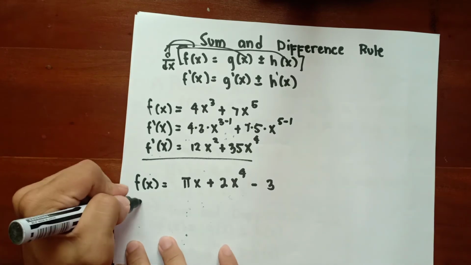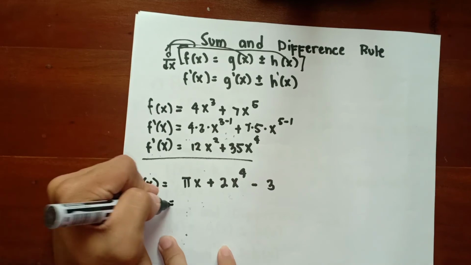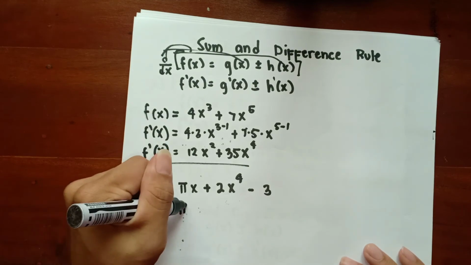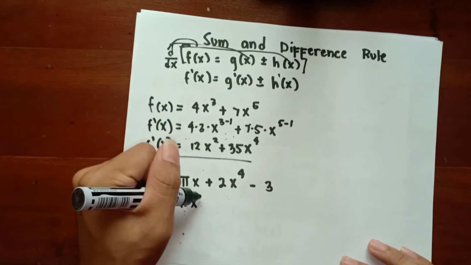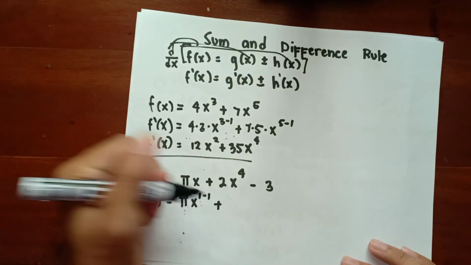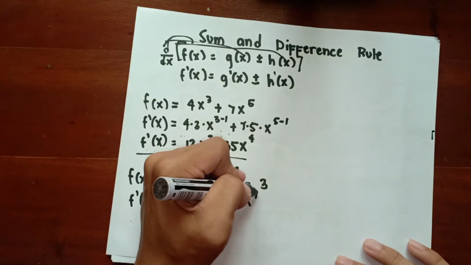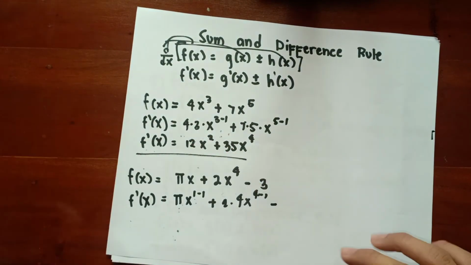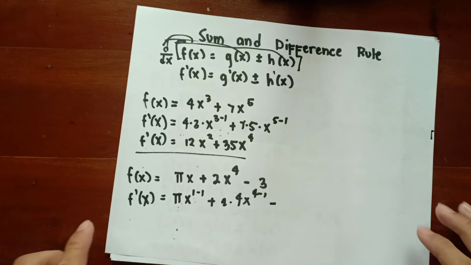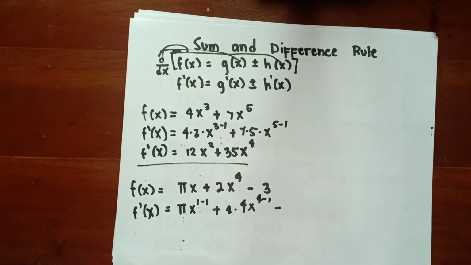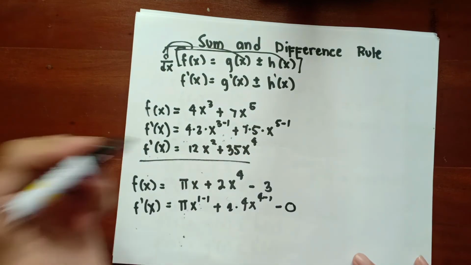Let's move on to the last but not the least example. So f prime of x is equal to pi. Pi is just a constant, so we can let that pi times x raised to 1 minus 1, plus 2 multiplied by 4, which is the n, x raised to 4 minus 1. We have here a difference. So what's the derivative of 3? If we differentiate a constant, it is equal to 0. So we're gonna put a 0 for that.